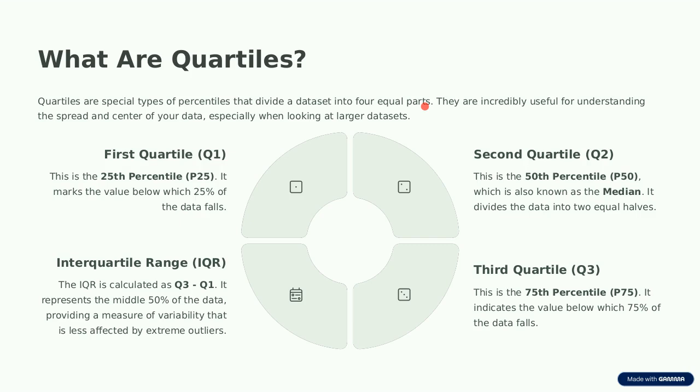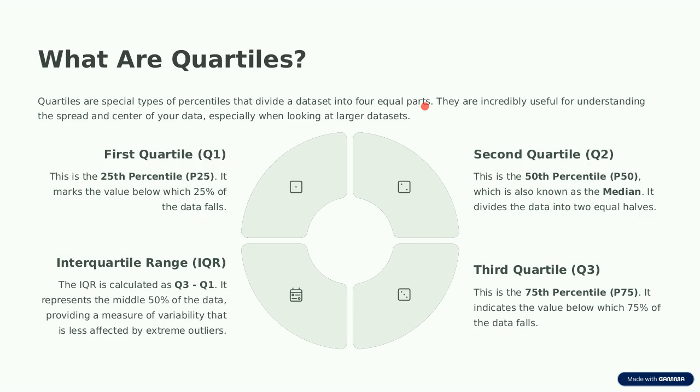Quartiles are special types of percentiles. Quartiles are special types of percentiles that divide data sets into four equal parts. They are inherently established spread percentile, especially when looking at larger data sets.